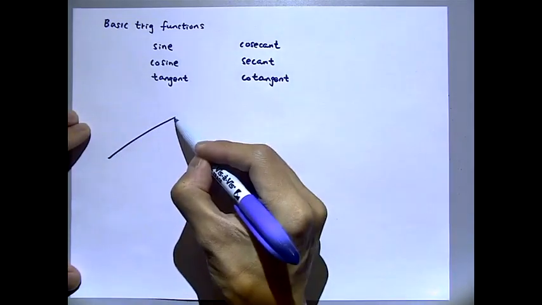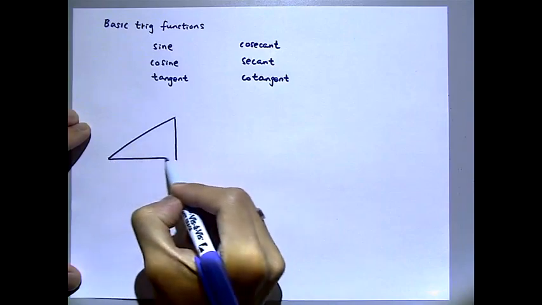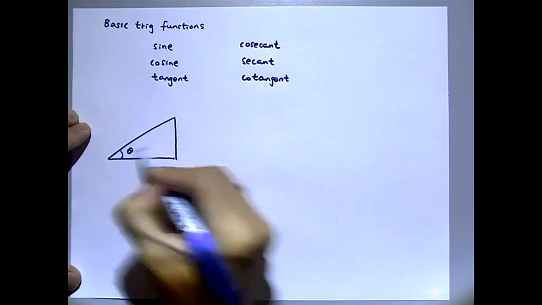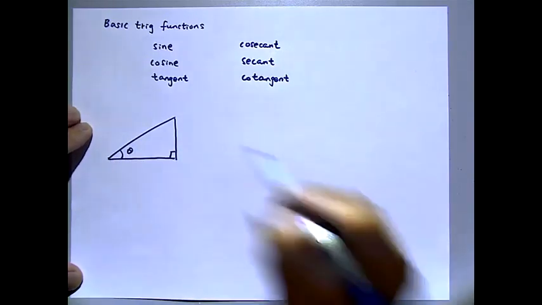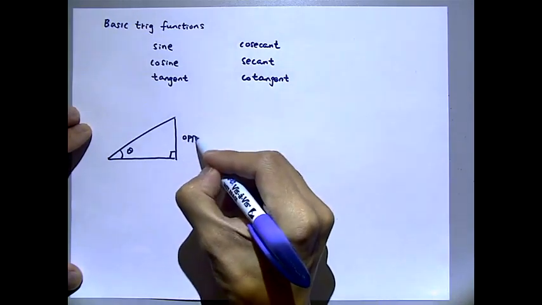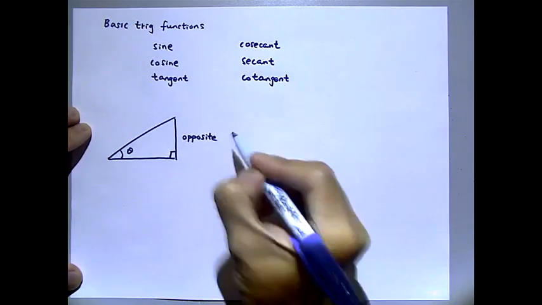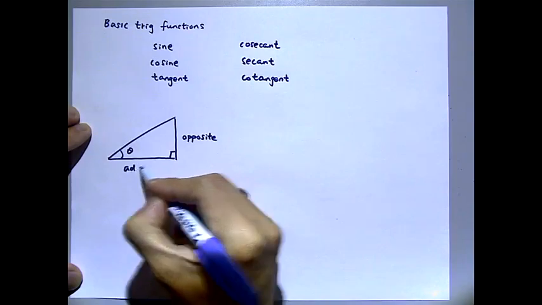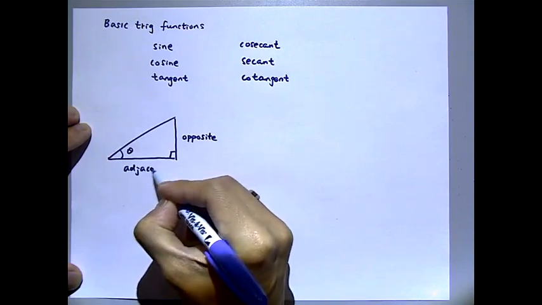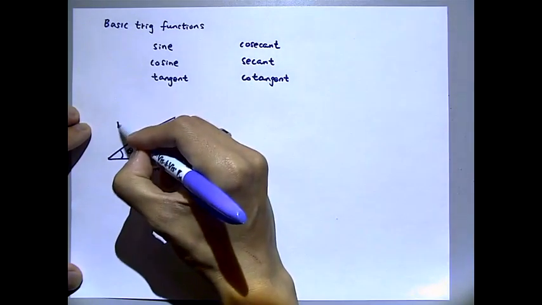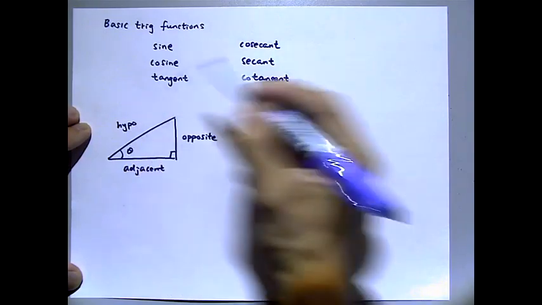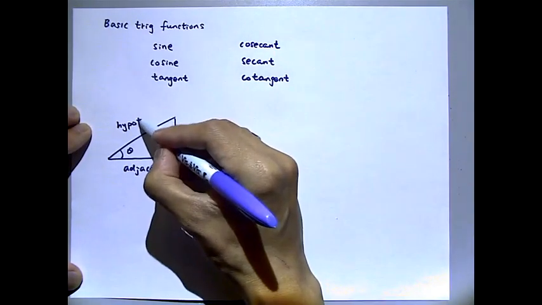And I'm sure we all know the definitions of these. Here's my angle. Here's my right angle. This is the opposite side. This is the adjacent side. And the longest is the hypotenuse.